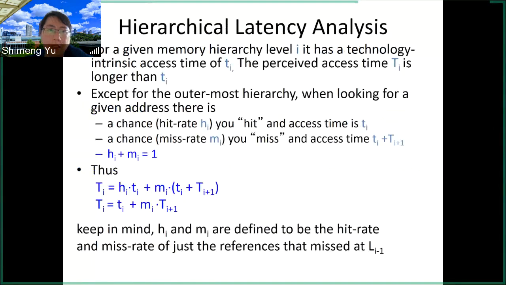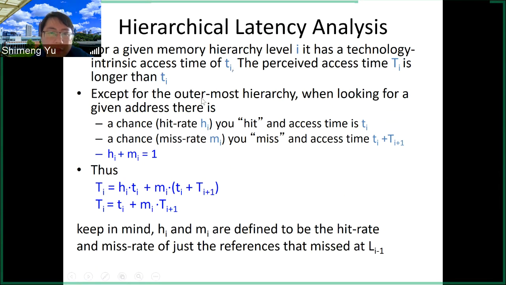Then we can have this hierarchical latency analysis in the memory hierarchy. So for a particular level I in the hierarchy, we have the technology intrinsic access time, small ti. And then we have the perceived access time, big Ti. And this big Ti is typically longer than the intrinsic access time. Why?